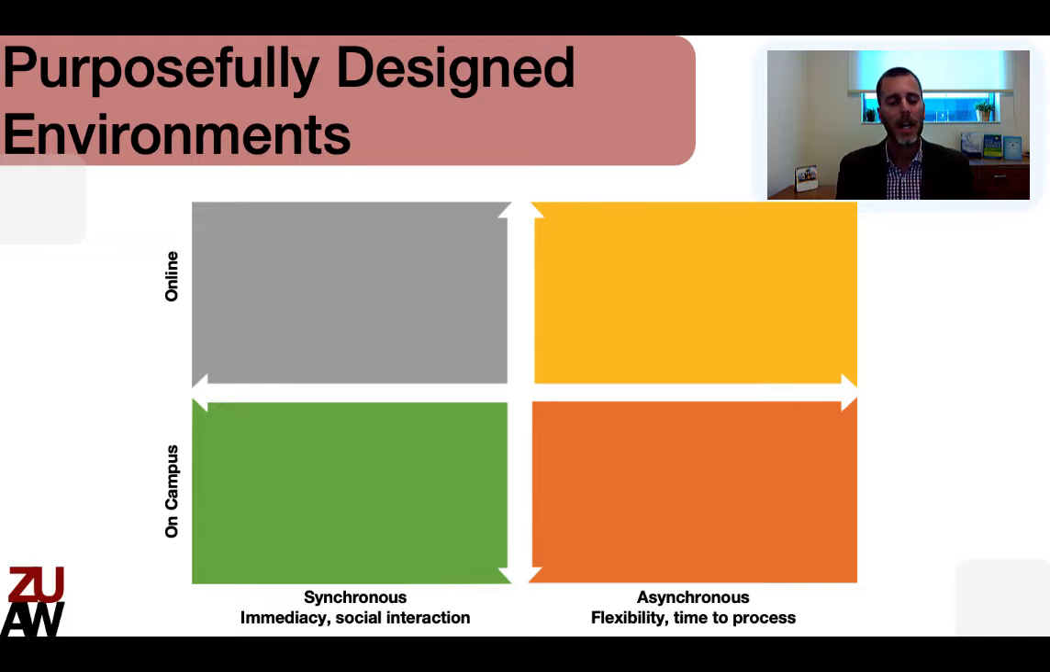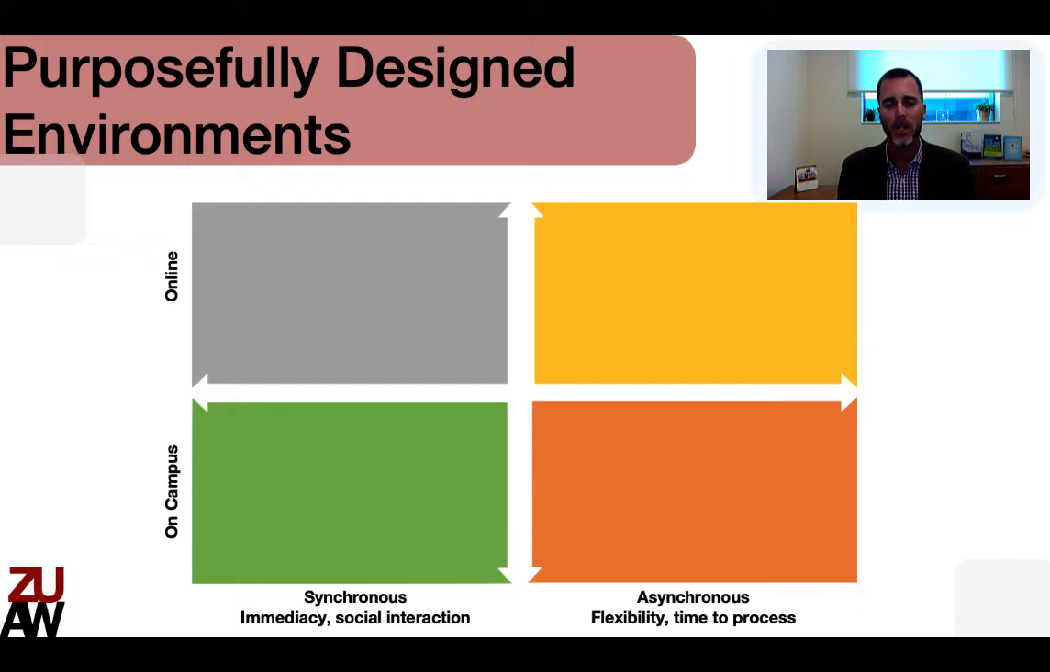The yellow is being online but asynchronous, at different times. In the yellow, discussion forums or watching a video like this are ways that students can interact with other students, with the faculty member, with content at different times, but they're online.